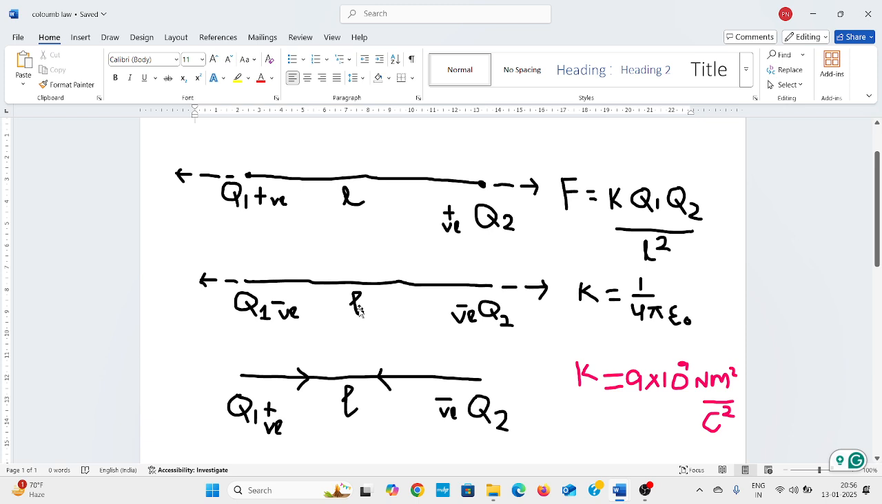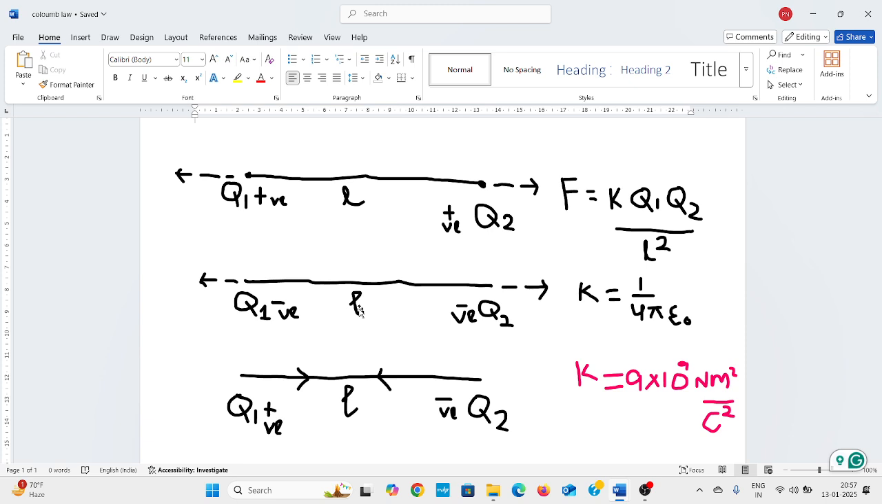Force is a vector quantity, so it is important to show the direction of the force. The force between the two point charges is K into Q1 into Q2 by L square, and K is a constant.